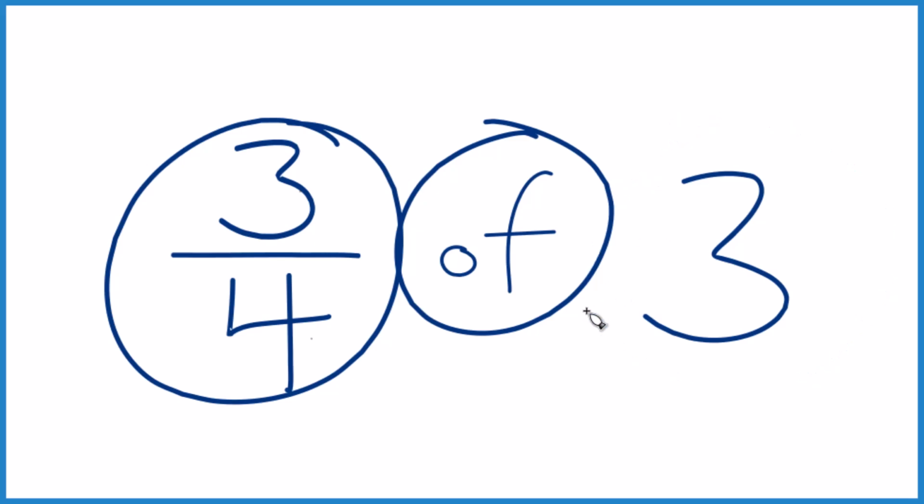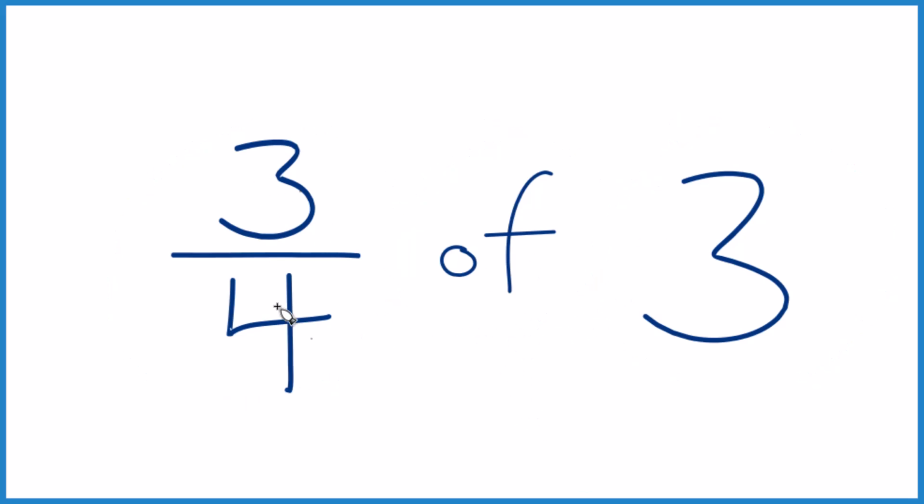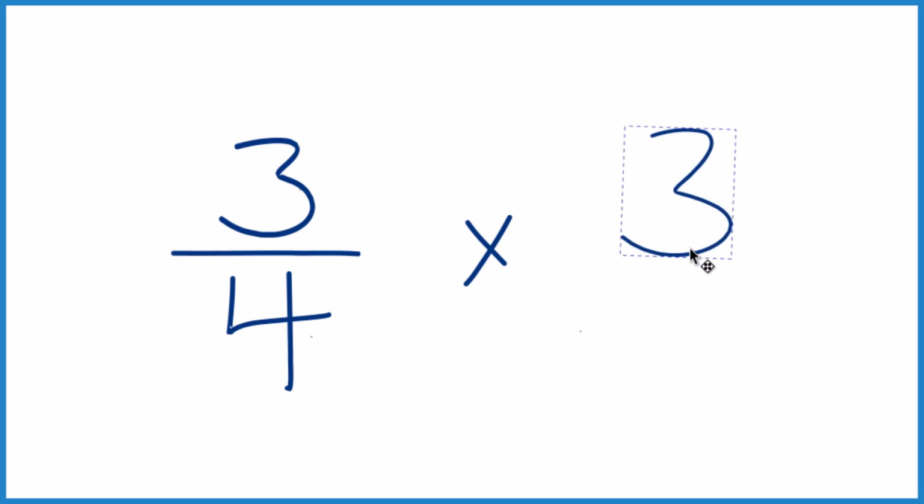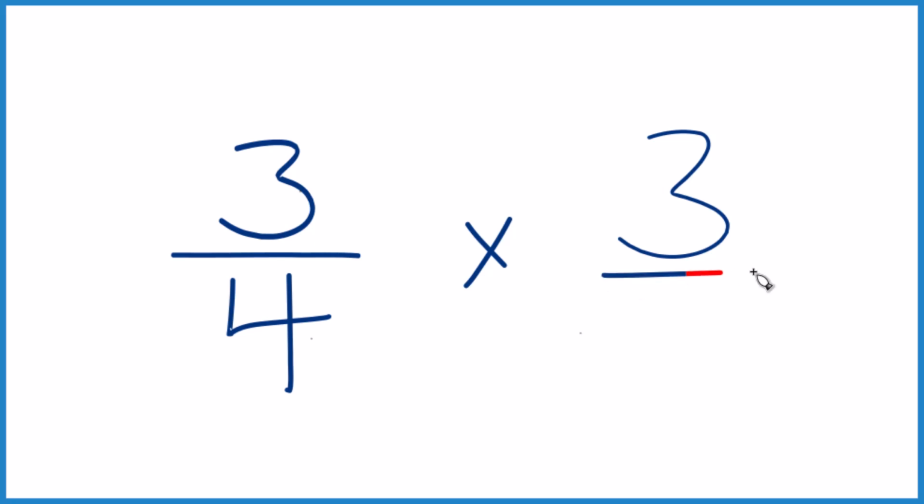So here's how you do it. Instead of 3/4 of 3, let's just call it 3/4 times 3. Same thing, right? And instead of 3, what I like to do is take this 3 and call it 3 over 1. 3 divided by 1 is still 3, but now everything lines up.